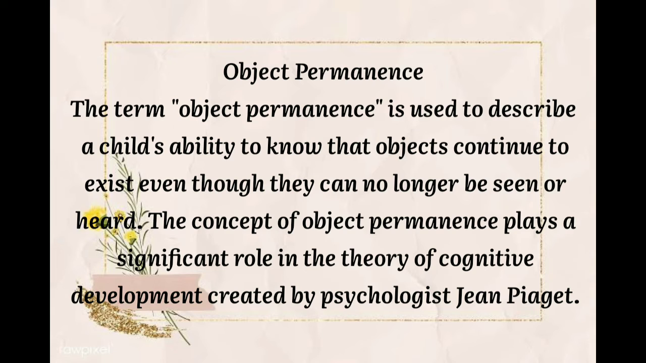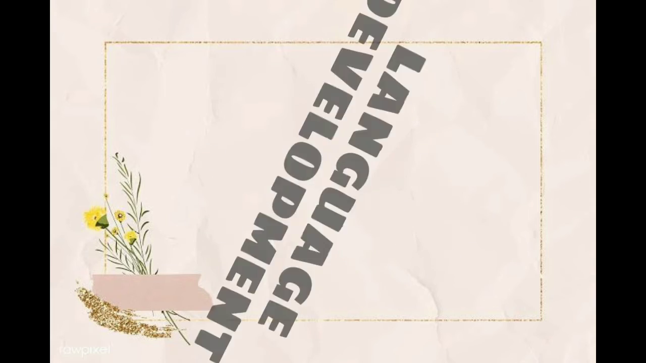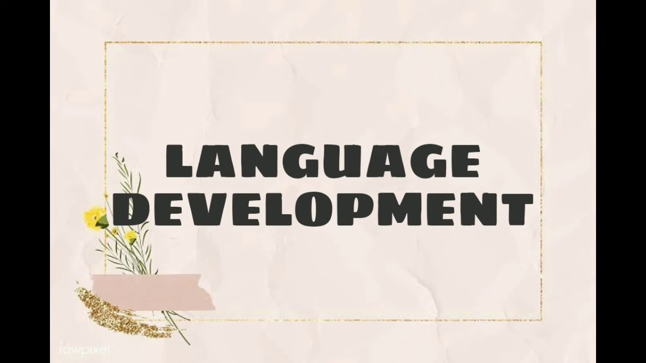Object permanence. The term object permanence is used to describe a child's ability to know that objects continue to exist even though they can no longer be seen or heard. The concept of object permanence plays a significant role in the theory of cognitive development created by psychologist Jean Piaget. Language development.